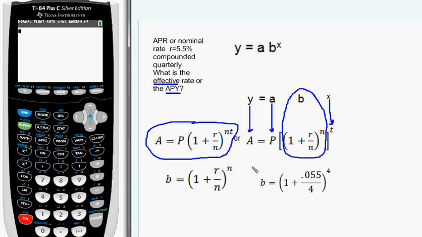So notice I replaced r with 0.055. n is the number of compoundings per year. It was given that it was compounded quarterly, so that's 4 times per year. So I replaced n with 4. So now all I need to do is put this in my calculator, calculate what the b value is.